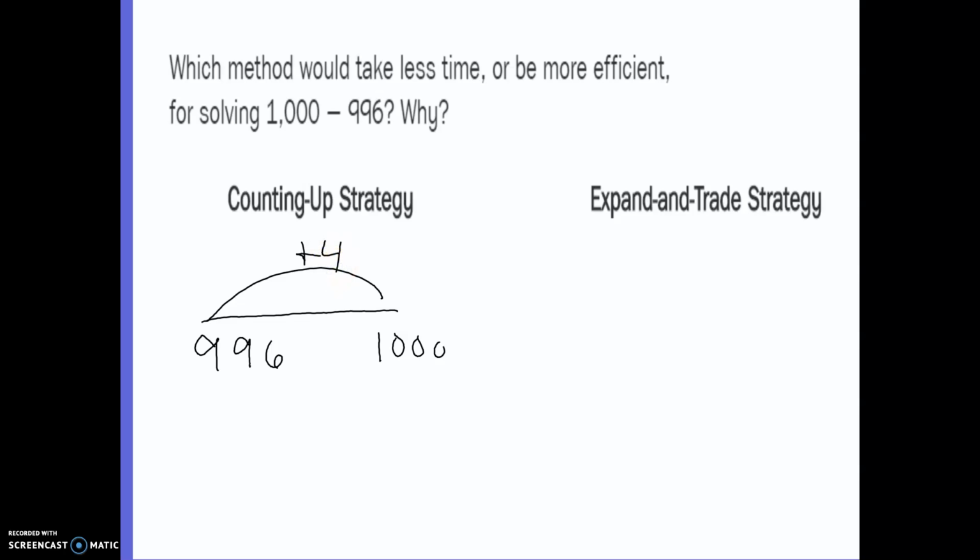So sometimes you have to think about what you're asked to do, what the problem is. Sometimes counting up strategy would be easier than the expand and trade. Maybe not easier, but faster, a little bit more efficient.